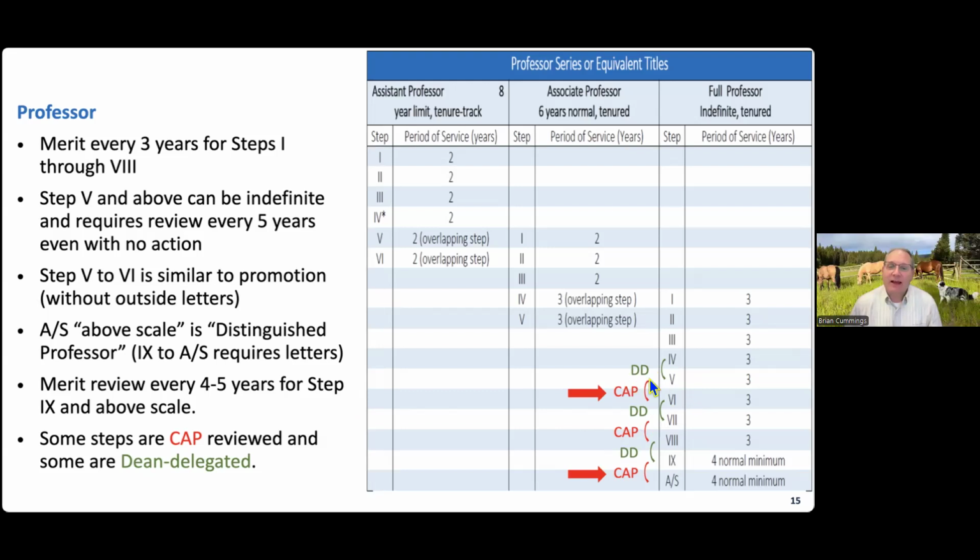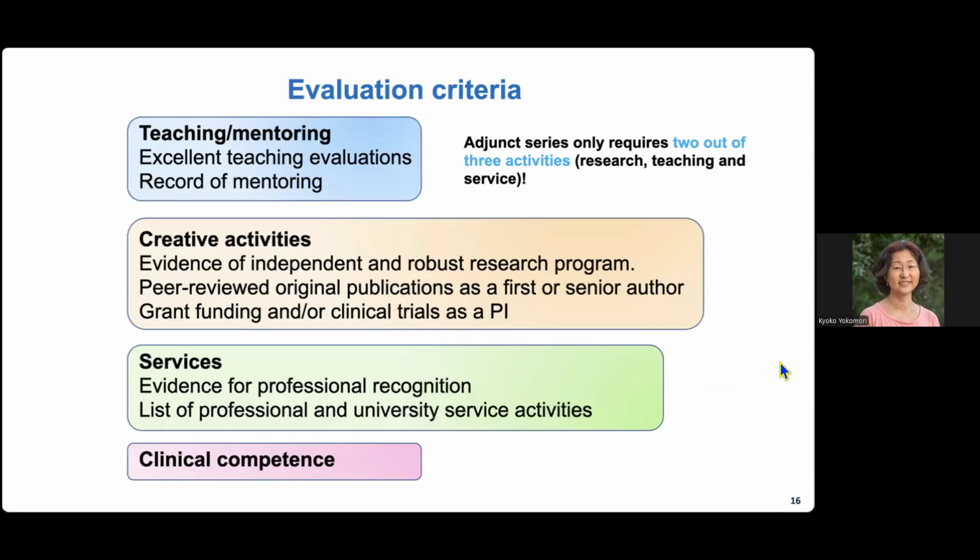So thank you for pointing that out. This one with the arrow is still CAP required, and this one with the arrow is CAP required, and this one is no longer. We're going to have to fix this chart, but this one's no longer CAP required. This can be dean delegated. All right, thank you for that clarification. And Kyoko, if you'd make a note to email me so that I can update this slide. Okay.